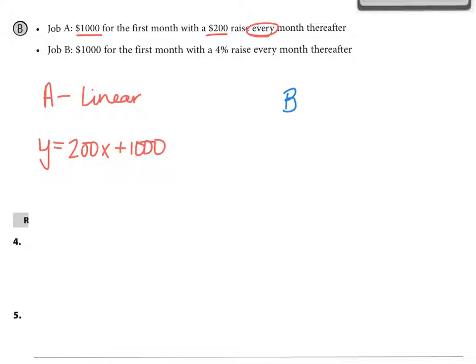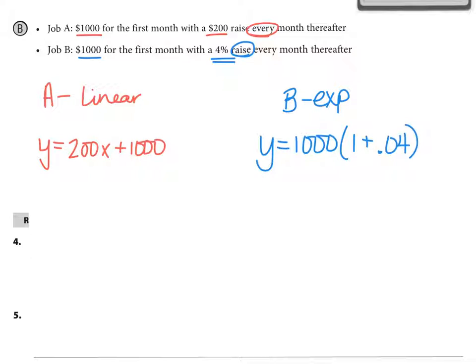For job B, they give me a starting value of 1,000, and this time it's a percentage raise every month, which means I'm going to be writing exponential. So this time I'm going to say y equals 1,000. It's a raise, so we're going up, so that's 1 plus. Remember, we have to change our percentage to a decimal. So it's going to be 0.04, and then x as the exponent. And just like with the last example, we'll use these to answer some things using our calculator tomorrow.